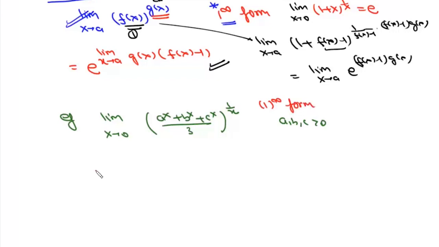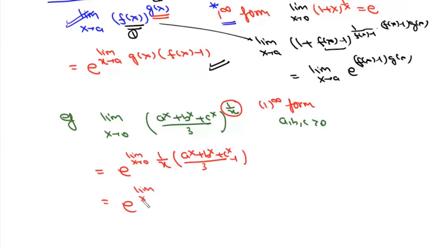And if it is 1 to the power infinite form, we are directly going to use the shortcut, so it will be e to the power this limit x tends to 0. Now g(x) is 1 by x into f(x) minus 1, so it will be (a to the power x plus b to the power x plus c to the power x upon 3) minus 1. Now we can rewrite this as e to the power this limit x tends to 0, (a to the power x minus 1 plus b to the power x minus 1 plus c to the power x minus 1) whole divided by x. And then we also have this 1 by 3.